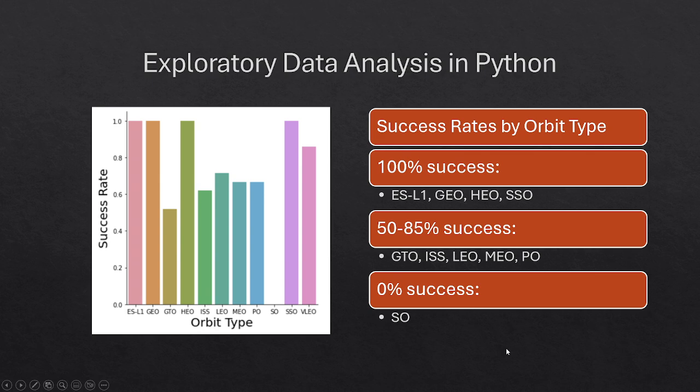Now, I don't really know a lot about these orbit types. I couldn't exactly explain to you what they mean, but I can definitely glean from this that some orbit types are more successful than others, and those are the ones that we might want to favor if we were launching our own rockets.